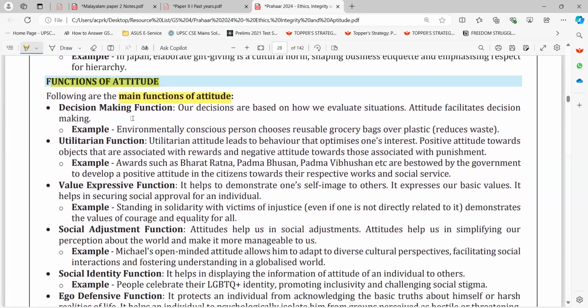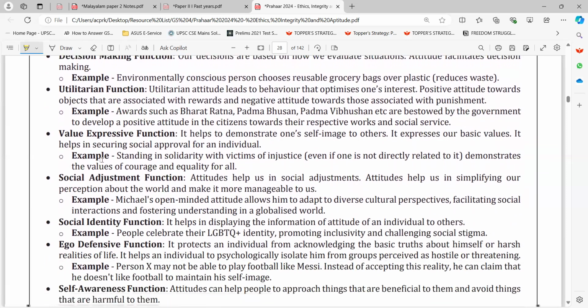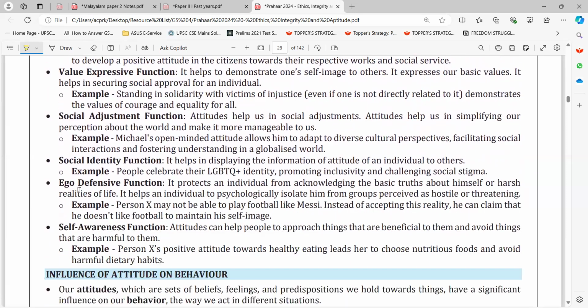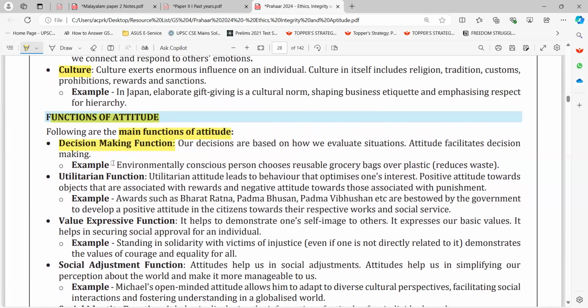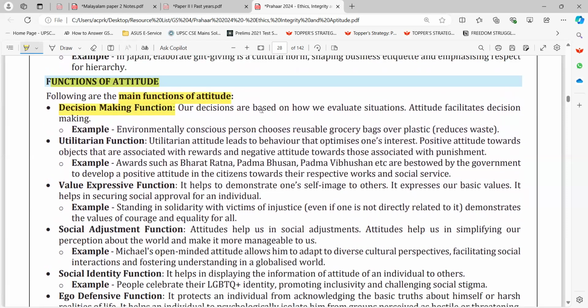They are decision making function, utilitarian function, value expressive function, social adjustment function, social identity function, ego defensive function, and self awareness function. Okay, decision making function. Our decisions are based on how we evaluate situations. Attitude facilitates decision making. Example, an environmentally conscious person chooses reusable grocery bags over plastic, which reduces waste.